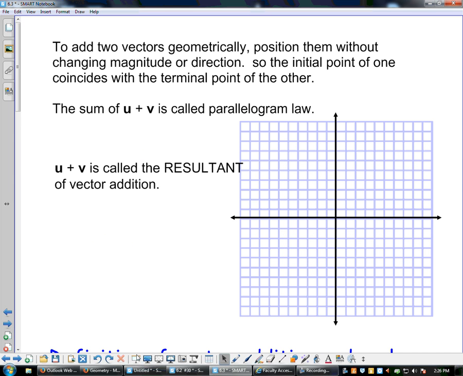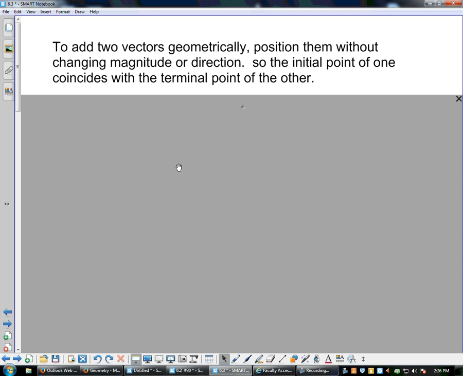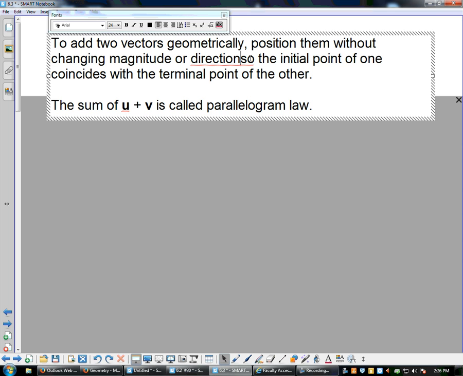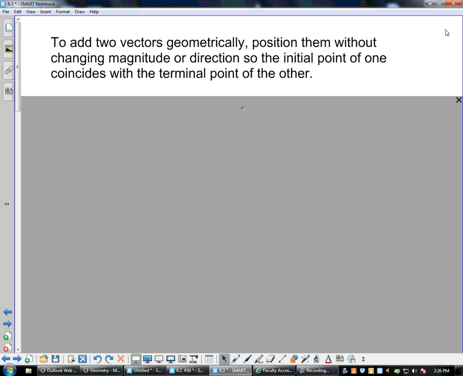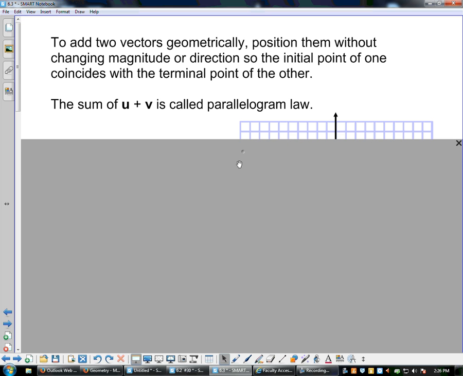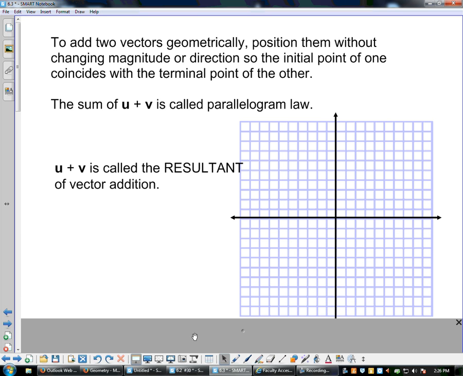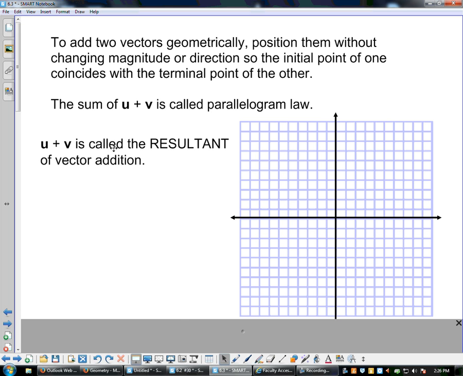To add two vectors geometrically, you position them without changing their magnitude or direction, so the initial point of one vector coincides with the terminal point of the other vector. The sum of two vectors, vector u plus vector v, follows the parallelogram law. Vector u plus vector v is called the resultant of vector addition.